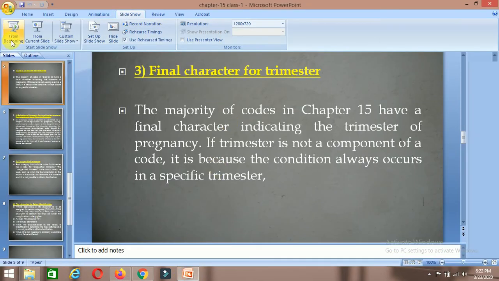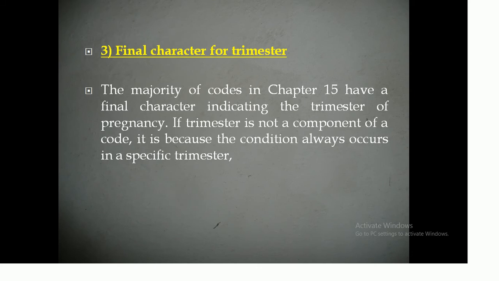So what is this trimester? What does it indicate? Trimester is very important. It is not a complete component of the code, because some conditions will occur in a specific trimester. Trimester gives the time period of the pregnancy, that is, in which week she is. For the first trimester she will be between 1 to 14 weeks, like that. For the second trimester she will be at 15 to 21 weeks, like that.